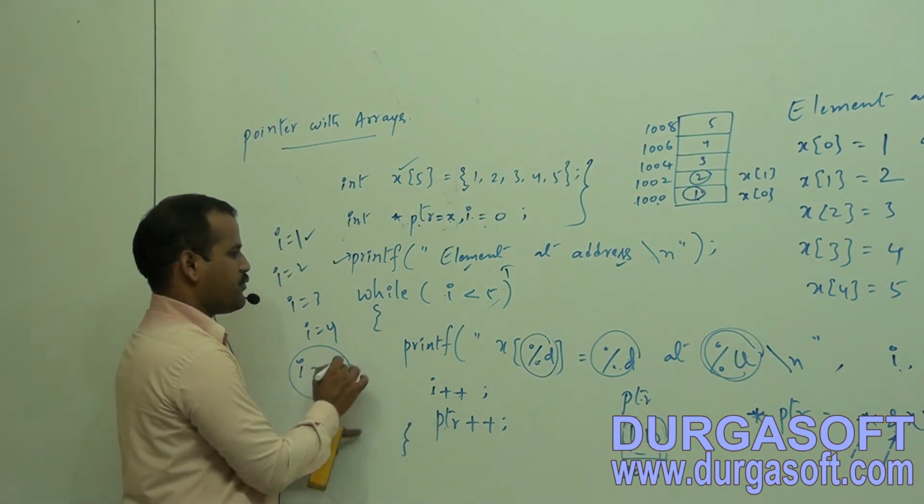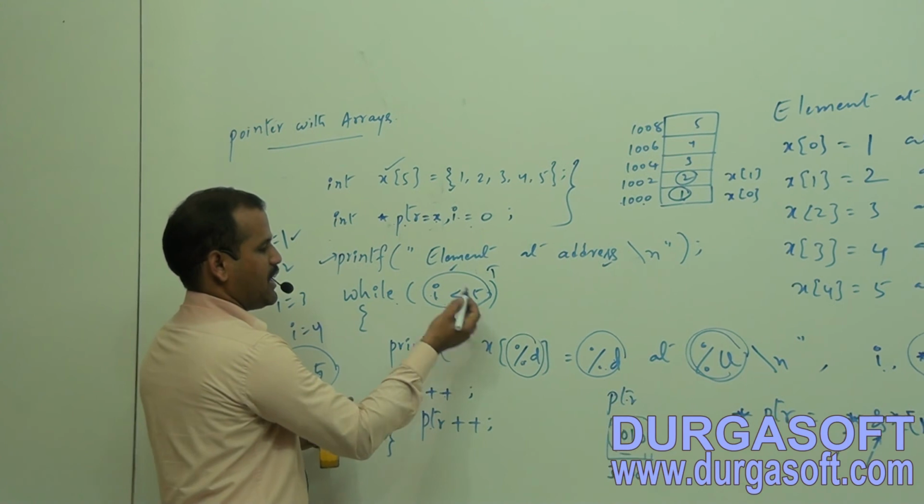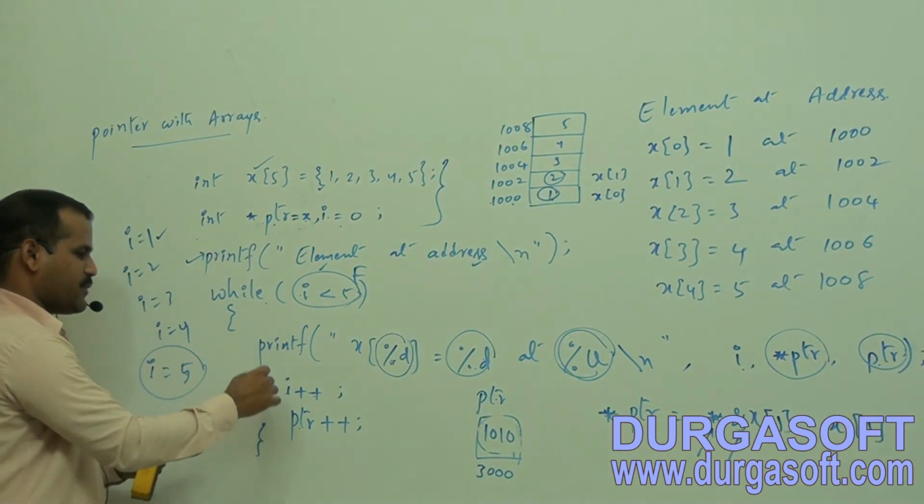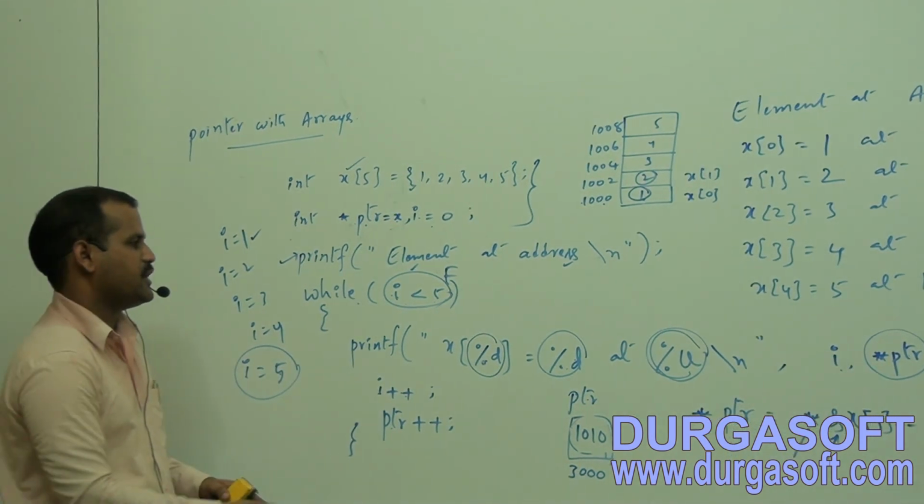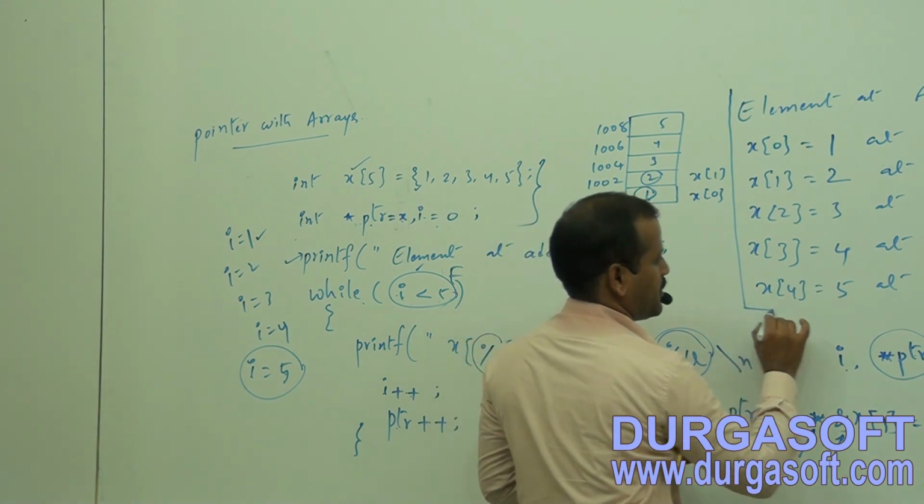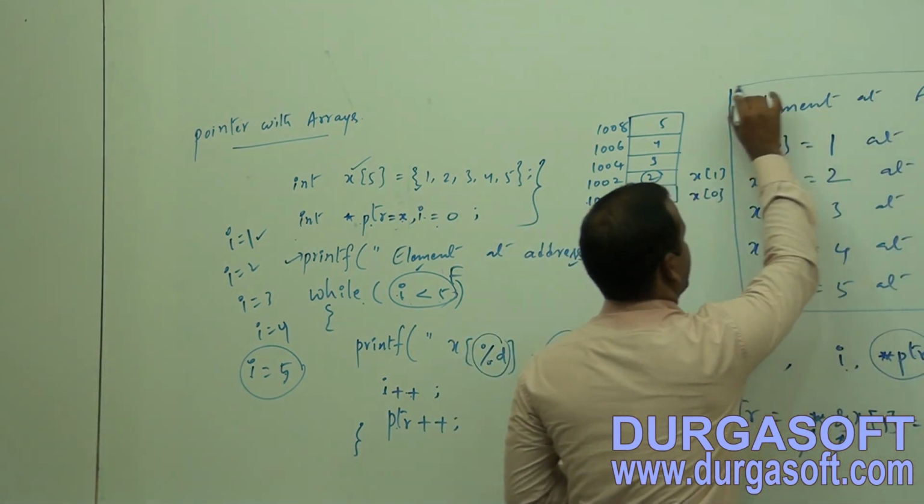Now with I value 5, the while condition 5 less than 5 fails. That means this code segment will be skipped by the compiler. So finally, after execution of this code segment, we have the display on screen like this.